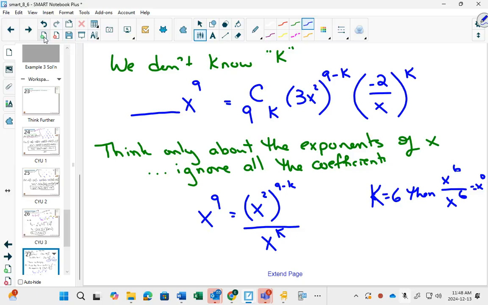Does it make sense that your next guess might be trying to pick something smaller on the bottom, so you don't cancel out as much? Amy, pick a number smaller than 6. 4. So if we chose k as 4, then you would have an x to the 4 on the bottom, right? And 9 minus 4 would be 5. X squared to the 5 would be x to the 10. If you simplified this, you would get x to the 6.